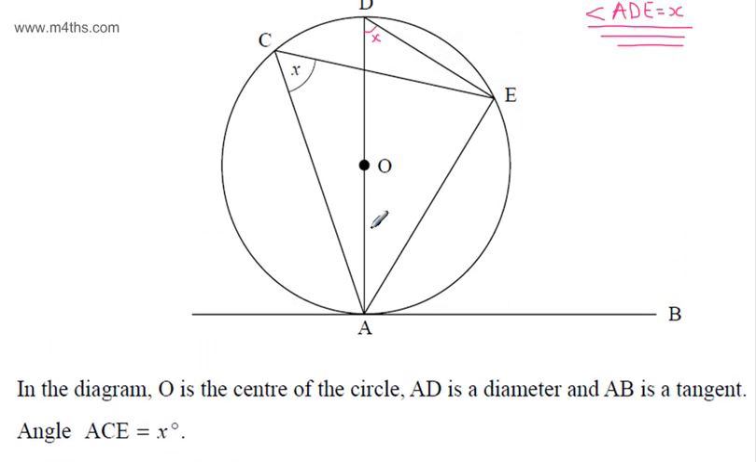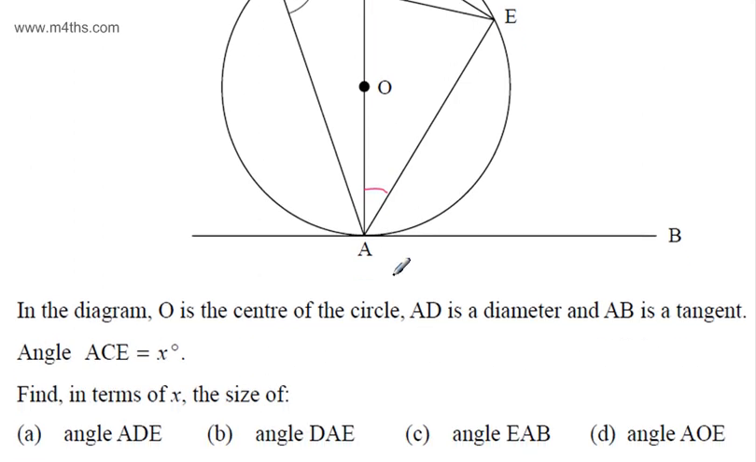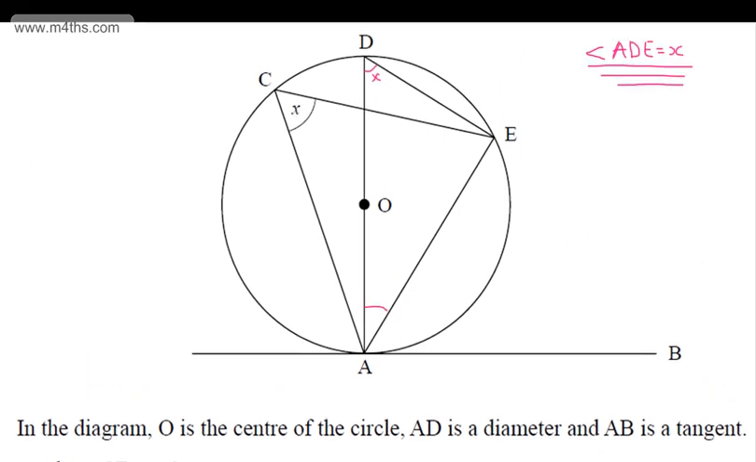DAE. So this is this one just right here. So the angle that we want now is DAE. So I want that one just here. So we need to go ahead and express this in terms of X. There are a whole host of different ways that you could get this. The way I'm going to look at it now is that D to A is a diameter, A to E goes to the circumference, and then we're going to have this back here. And that gives us a 90 degree right angle just here.